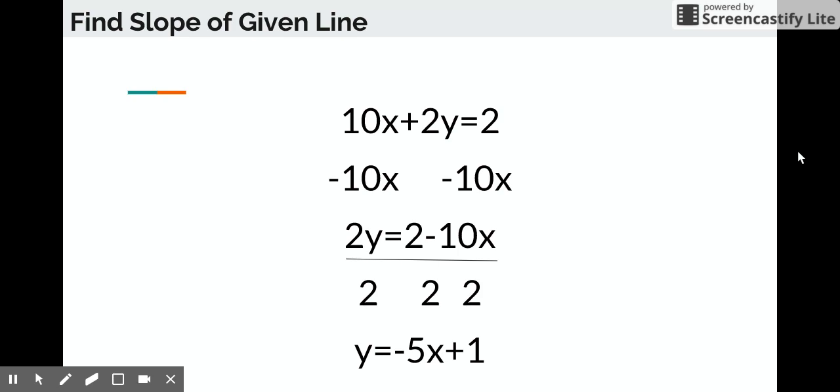To convert from standard form to slope-intercept form, we have to subtract 10x from both sides to get 2y equals negative 10x plus 2. Then we divide every term by 2. The equation in slope-intercept form is y equals negative 5x plus 1. This shows a slope of negative 5. Perpendicular lines have slopes that are negative reciprocals, so we are looking for a slope of 1/5.